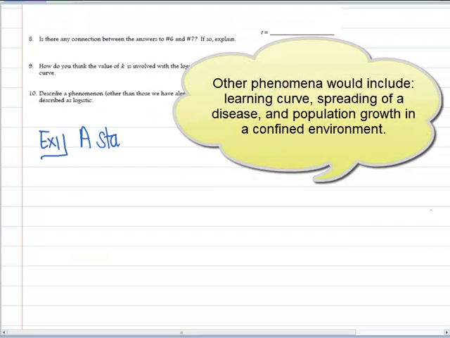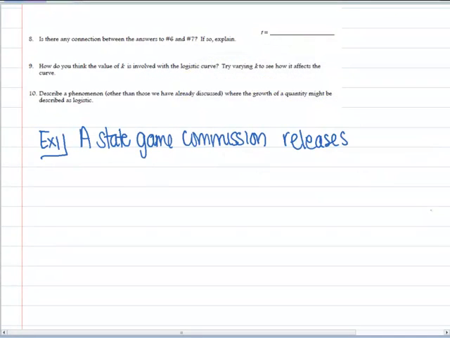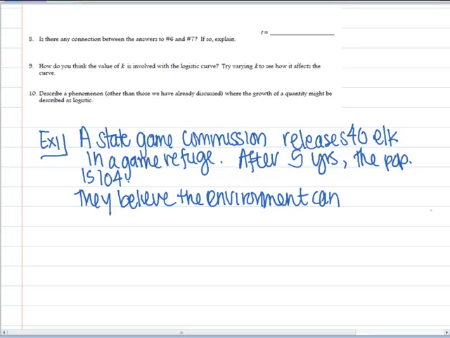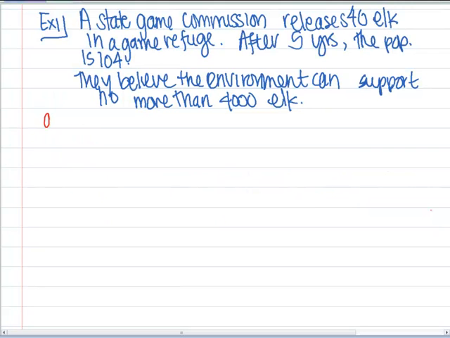So this is our last thing. A state game commission releases 40 elk in a game refuge. After 5 years, the population is 104. They believe the environment can support no more than 4,000 elk. First thing I want you to do is to write the initial value problem.